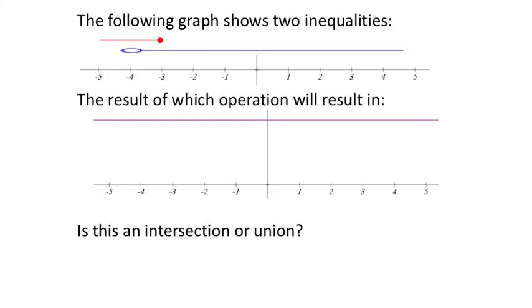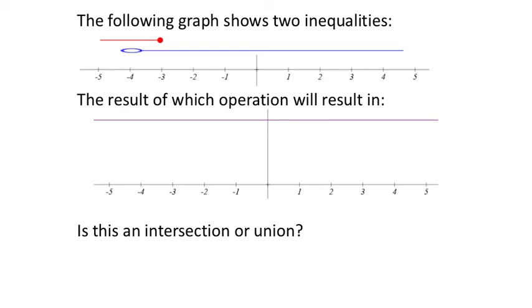All right, here we go. We got this graph, and it says, hey, look, this is going to result in this purple one, okay? So it's not giving us the inequalities. The following graph shows this too, the red and the blue, which result in purple. That seems very nice, right? Because red and blue make purple. Is this an intersection or union?